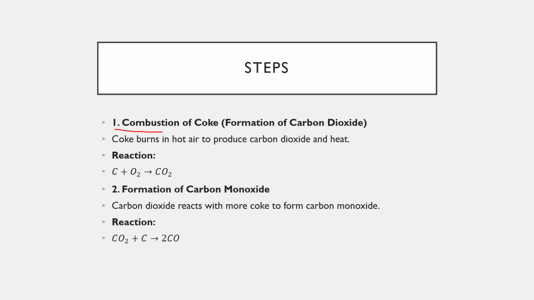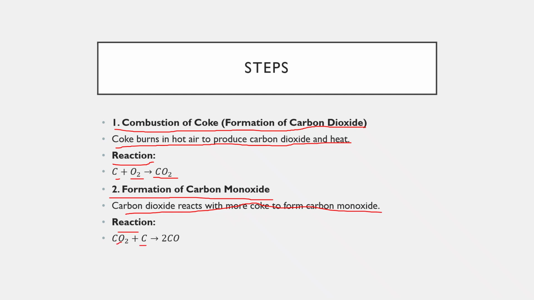The first step is combustion of coke, or the formation of carbon dioxide. Coke burns in hot air to produce carbon dioxide and heat. The reaction is carbon reacts with oxygen to form carbon dioxide. The second step is formation of carbon monoxide. Carbon dioxide reacts with more coke to form carbon monoxide. The reaction is carbon dioxide reacts with carbon to form carbon monoxide. The formula for carbon dioxide is CO2, and for carbon monoxide it is CO.